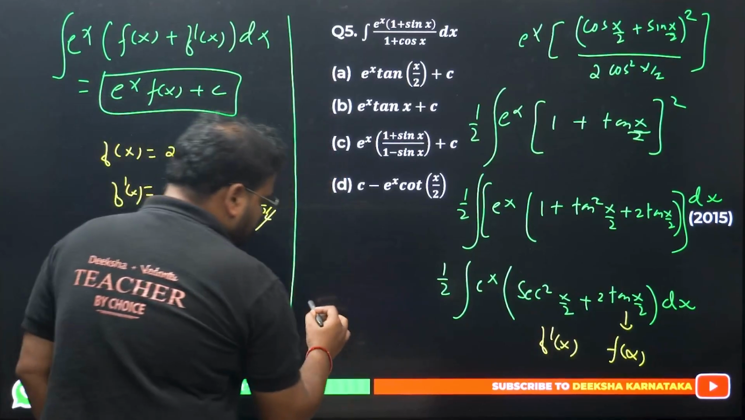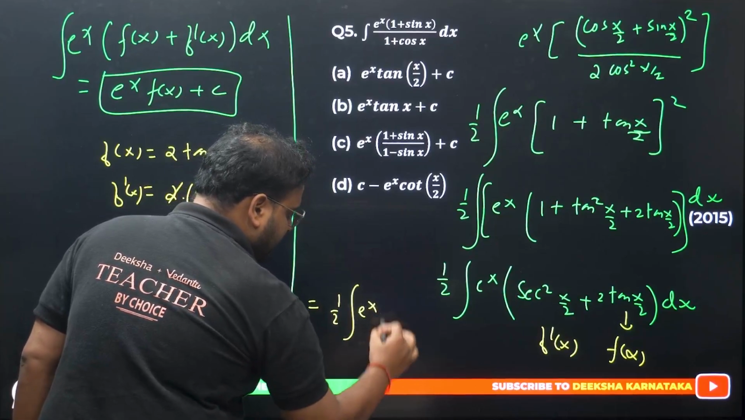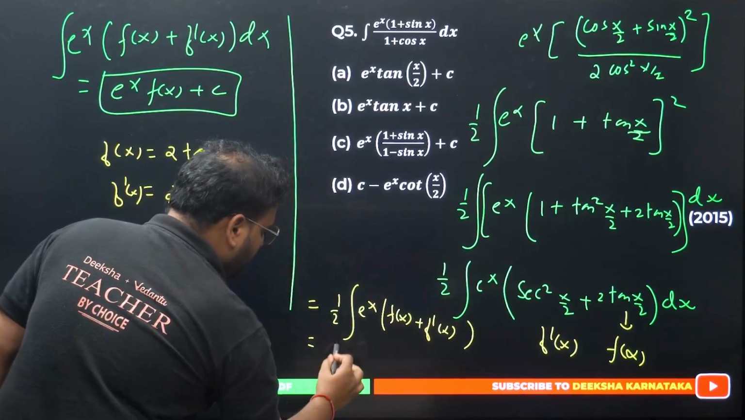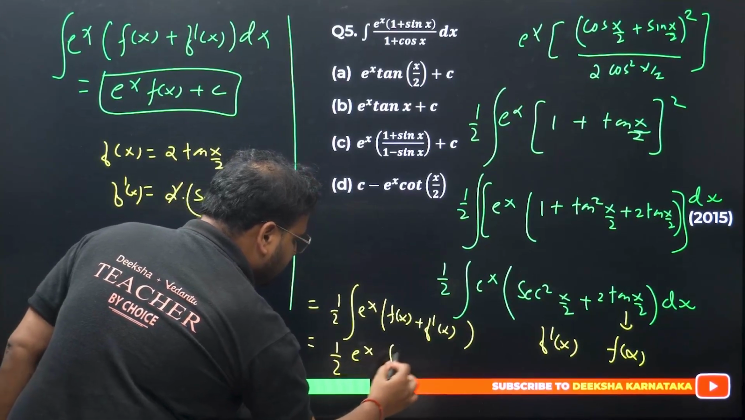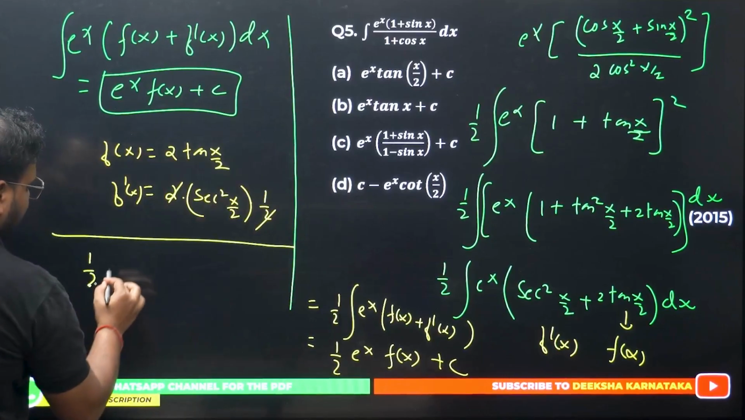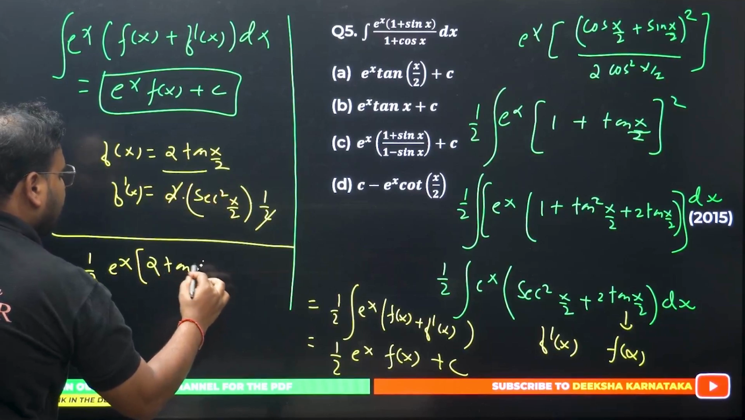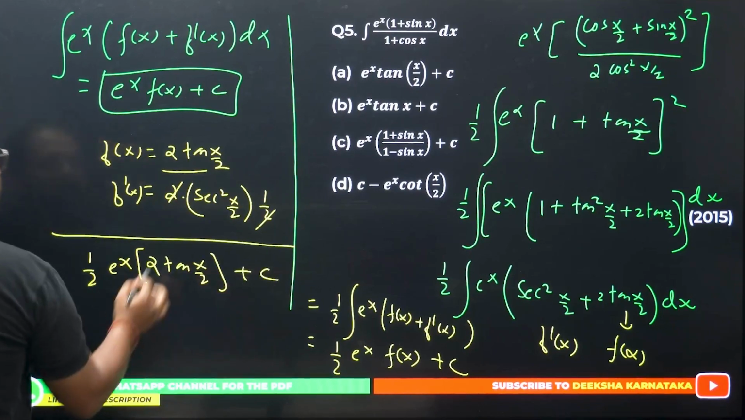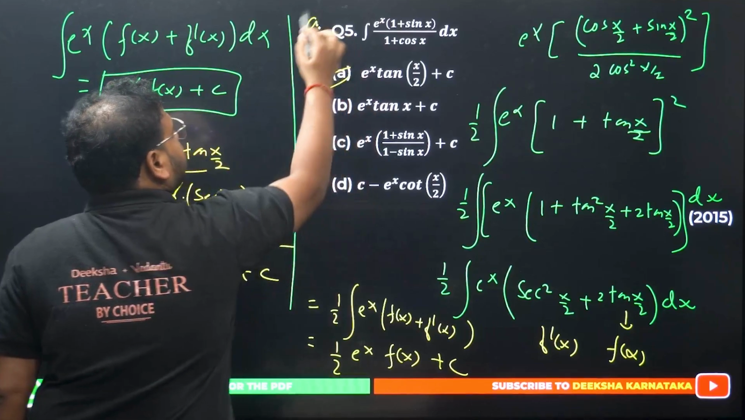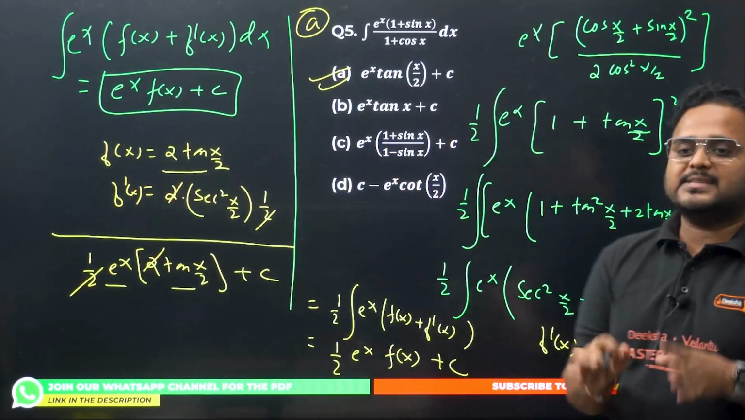So this whole thing is nothing but 1 by 2 integration of e power x times f of x plus f dash of x. What's the answer? 1 by 2 e power x f of x plus c. What is f of x? 2 tan x/2. Write that: 2 tan x/2 plus c. This 2 and this 2 cancel. Answer is e power x tan x/2. Option A. Please check: e power x tan x/2.